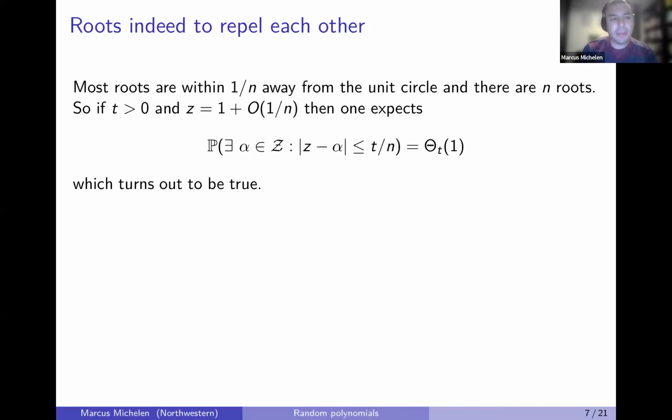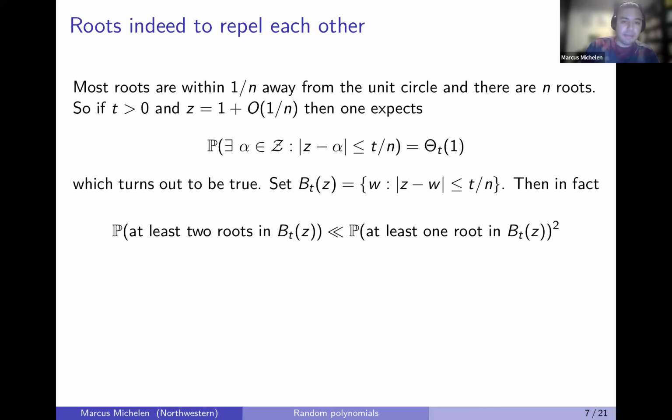And now, what might it mean for roots to repel each other? We might say something to the effect of, if I have one root in a ball, it should be less likely to have another. So in fact, this is something that can be proven. If I look at a ball of radius t over n near the unit circle, then the probability of at least 2 roots falling in there is going to be much smaller than the probability of at least 1 root, squared.